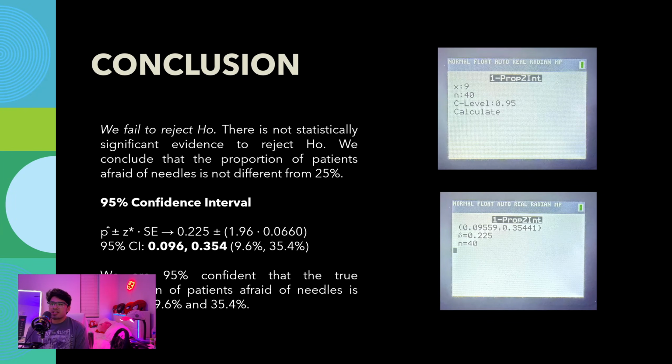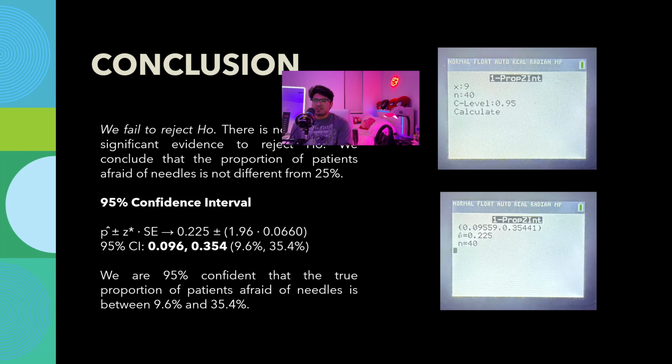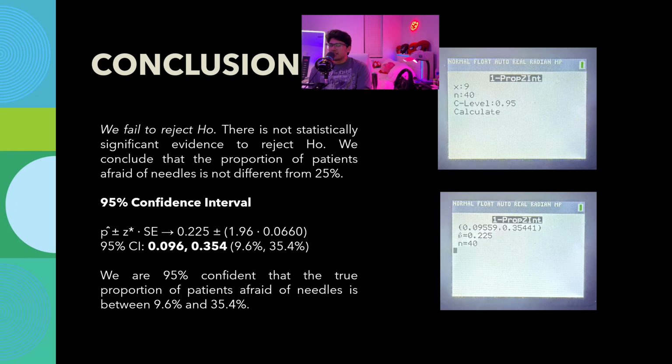Now, to reach a conclusion, since my p-value was greater than alpha, I failed to reject the null hypothesis. My 95% confidence interval came out to be between 9.6 and 35.4. And since 25% falls right inside that range, it lines up with the decision.